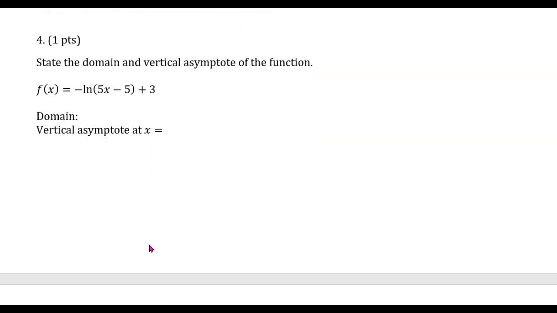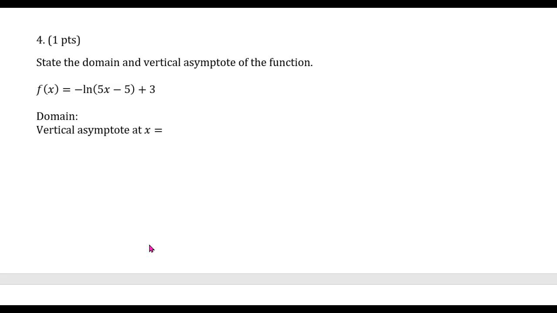State the domain and vertical asymptote with the function f of x equal negative natural log of 5x minus 5 plus 3. Again, we're going to take the problem and put it in a better form. Notice that the negative at the front is going to reflect it across the x-axis. So we'll graph two of these in order to see what's going on.